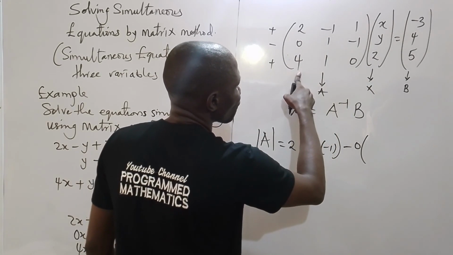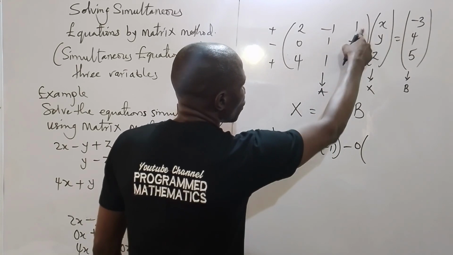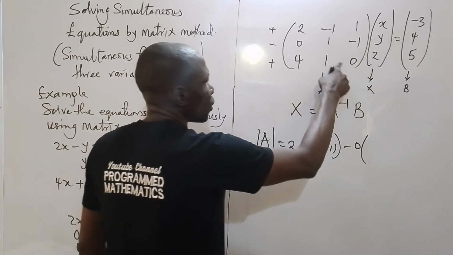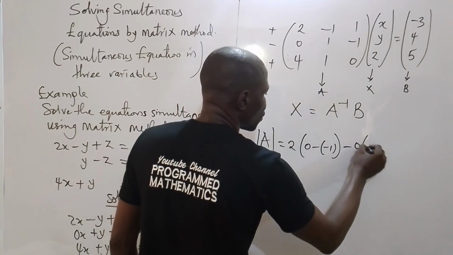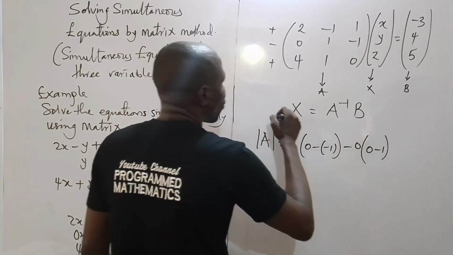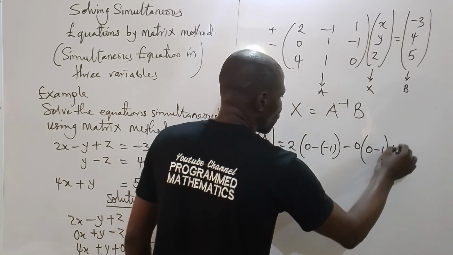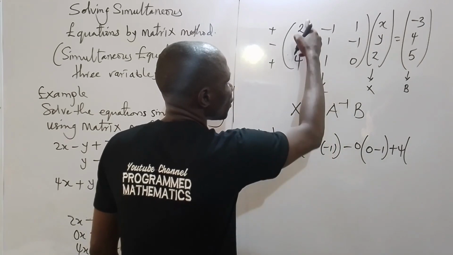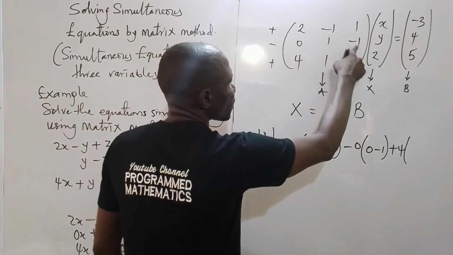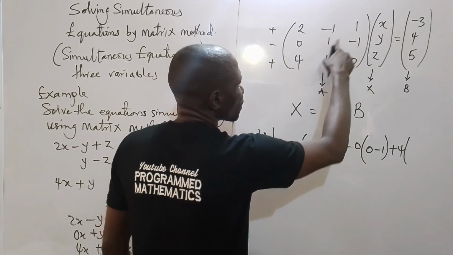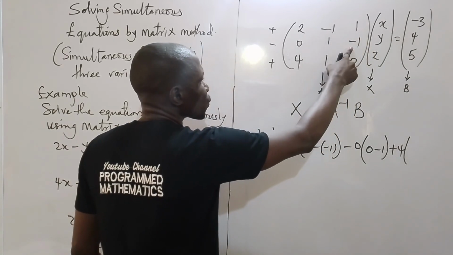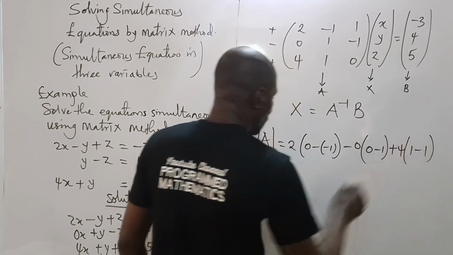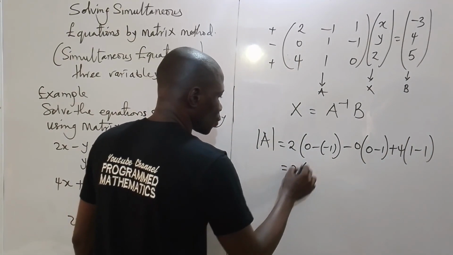We are left with minus 1, 1, 1, 0. Minus 1 times 0 is 0, 1 times 1 is 1. So this is 0 minus 1. All right, then plus 4 into, so for 4 we delete the row and the column. Minus 1 times minus 1 is 1, 1 times 1 is 1. So 1 minus 1. All right, so this will give us 2 brackets.